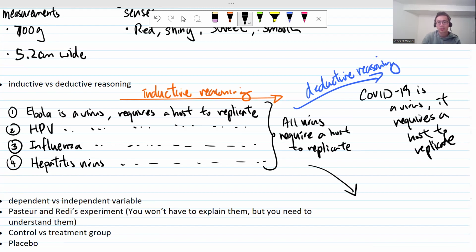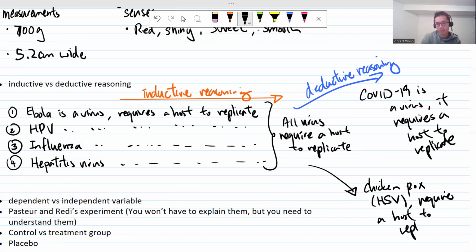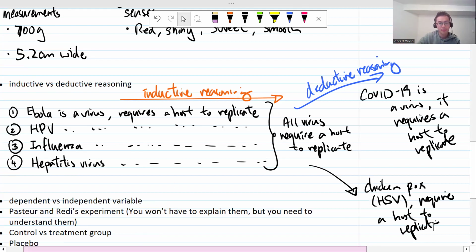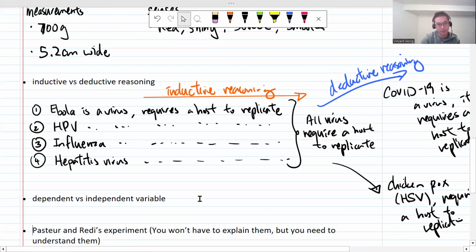So let's say I say chicken pox, right? It's caused by something called HSV. And even if you didn't learn about chickenpox at all, and I say it's caused by a virus, then based on this generalization, you can say, oh, it must require a host to replicate. So applying a general statement to an individual situation, that's deductive reasoning. Feel free to pause the video if you need to copy some of these things down.